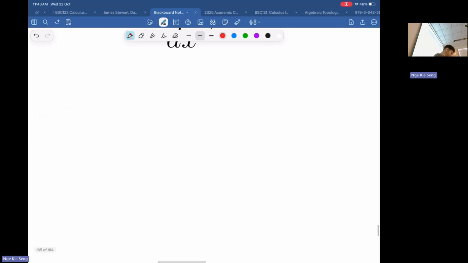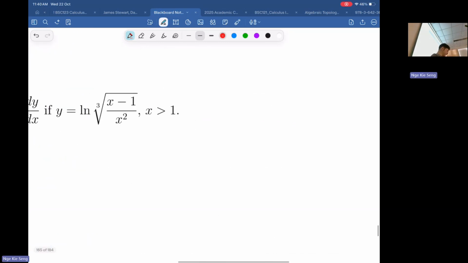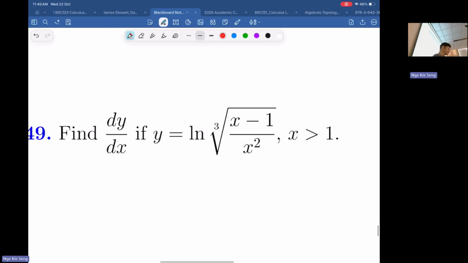And then this one is a bit tricky. How many basic functions do you see? You've got ln, you've got cube root, and then you've got the rational function. So you should imagine you need to do two types of chain. Yeah, try it. Try it yourself.